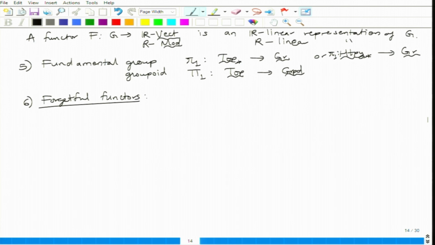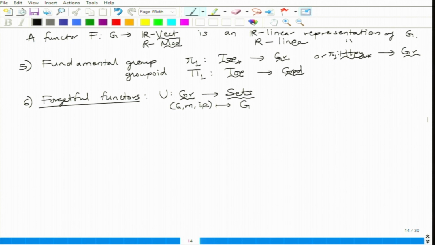So, let me ask you, is this a forgetful functor from groups to sets? Usually for forgetful functors, it's customary to denote them by U, for underlying. So, a group is G, then some multiplication, some inverse and some identity, and you forget about M, I, E and you just map it to G. Yeah, that's a forgetful functor.